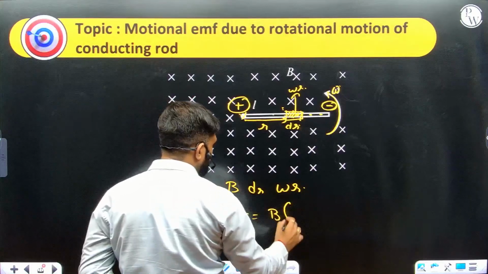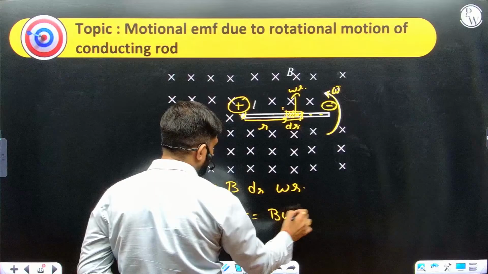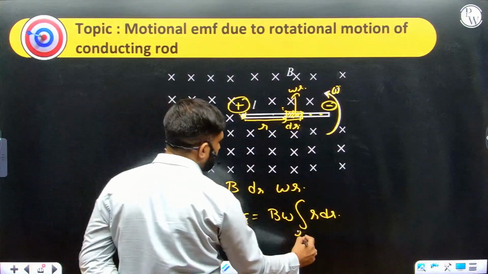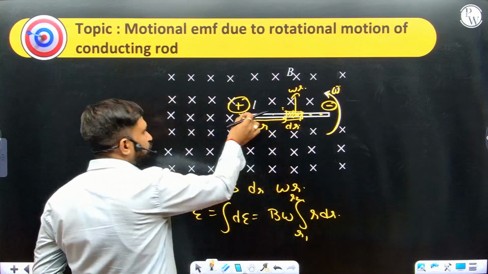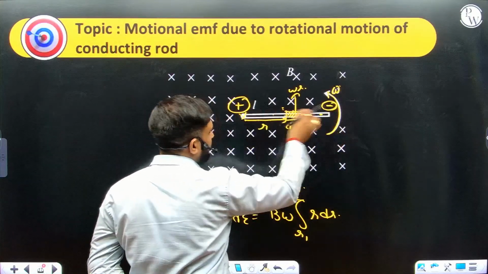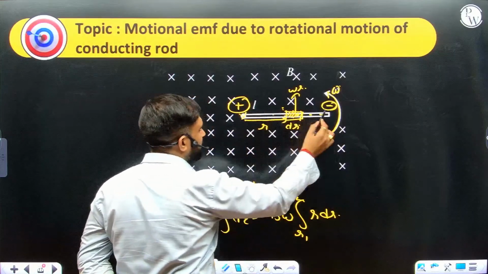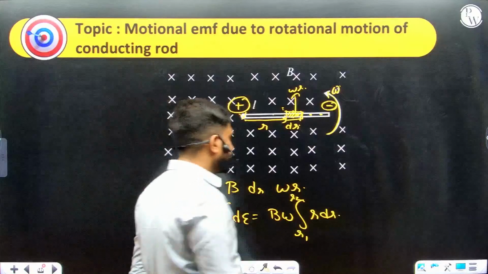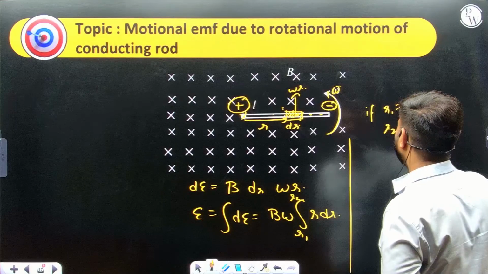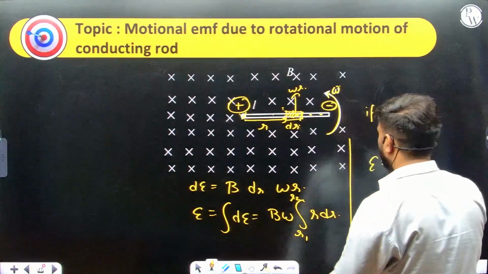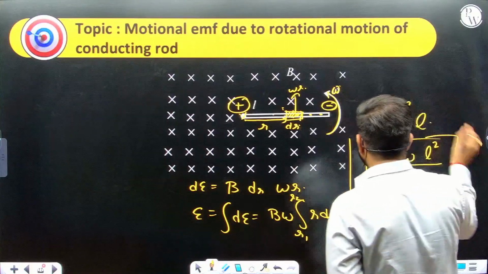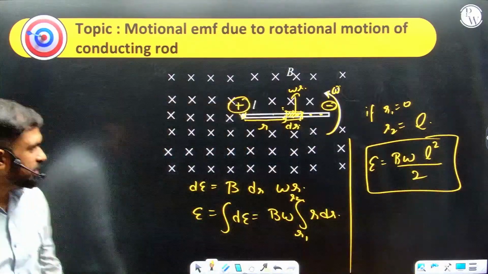So B can be taken out, omega is also out, and it is r dr, which is r square by 2. You can take the limit from the initial point to the final point. If it starts from the origin, the center of rotation, then we start from 0 and end at r. If it starts from r1 and ends at r2, I can put r1 and r2 separately. So here, if r1 is 0 and r2 is the length of the rod, then the induced EMF will be B omega r square by 2, which becomes B omega L square by 2. Standard formula in the case of rotation. Okay.